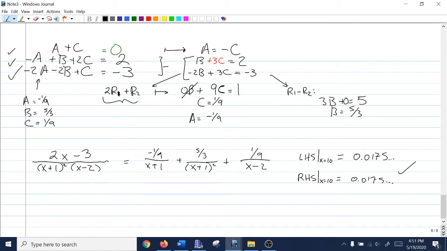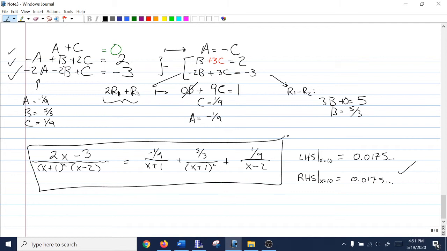Again, there's nothing special about the number 10. I think it would be a miracle if we did this wrong, but somehow when we plug in 10, we got the right answer. Yeah, we decomposed it. If I wanted to integrate the left-hand side, I would know how to do it because I know how to integrate the right-hand side. This is the method of partial fractions.